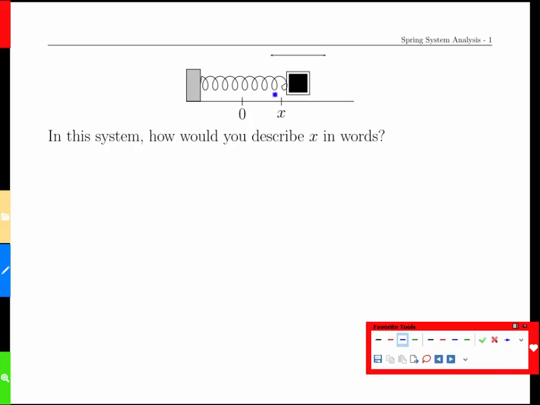Our first step in looking at the spring mass system is simply to understand, or get some intuition about, how the behavior of this mass is affected by various properties of the system. What our target is going to be is to understand x in this case. And x in words here is going to be the displacement away from the equilibrium.